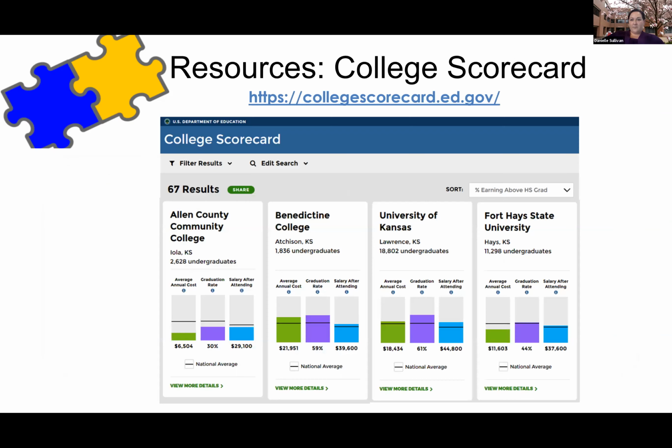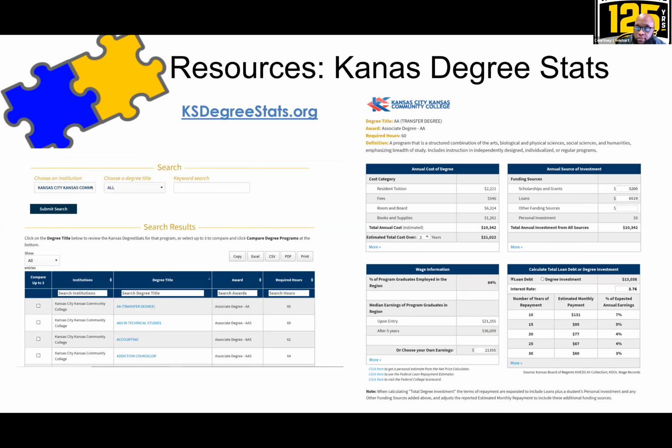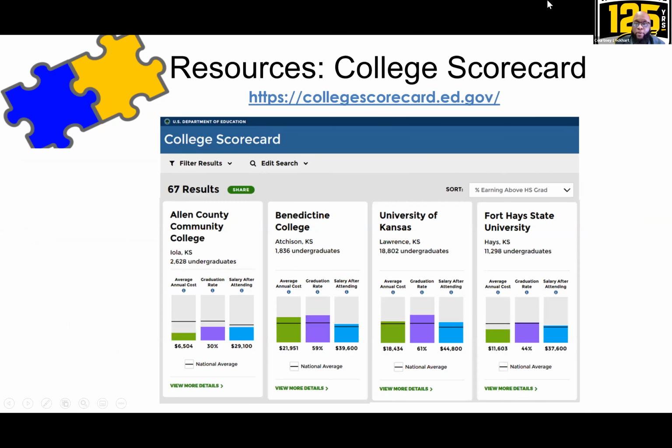I'll go back one. Oh, okay. Do you not see the resources, College Scorecard? Not quite yet. Okay. There we go. There it is. All right, perfect.